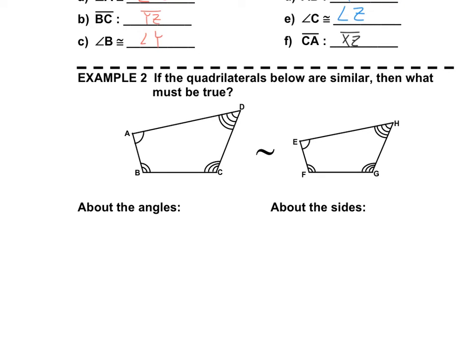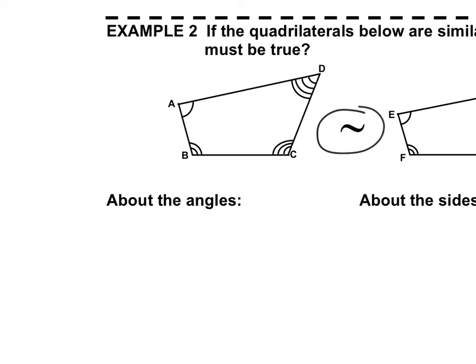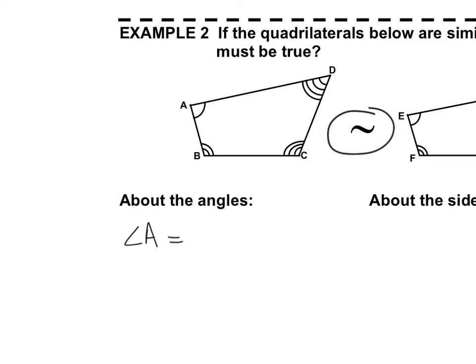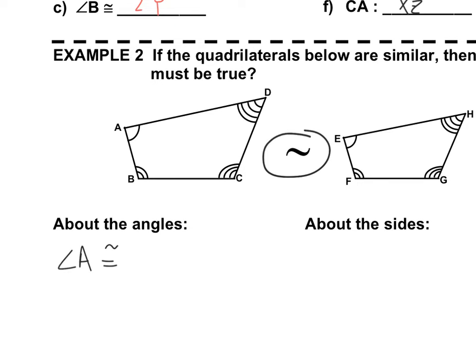If the quadrilaterals below are similar, then what must be true? So I know that the angles have to be congruent, the corresponding angles. Well, this one gave me some markings, so I can do this pretty easy. I know that angle A is congruent to, and if I look, this one has just one line right here. Well, then that means it corresponds to angle E.